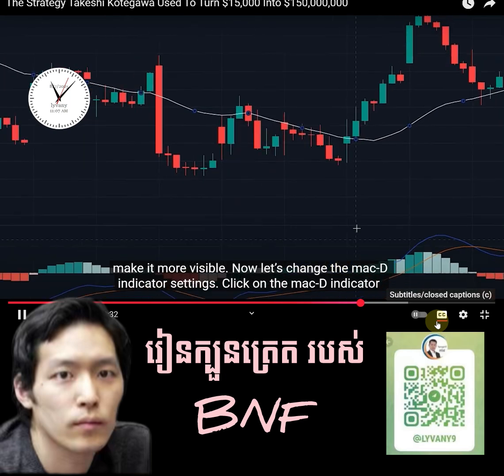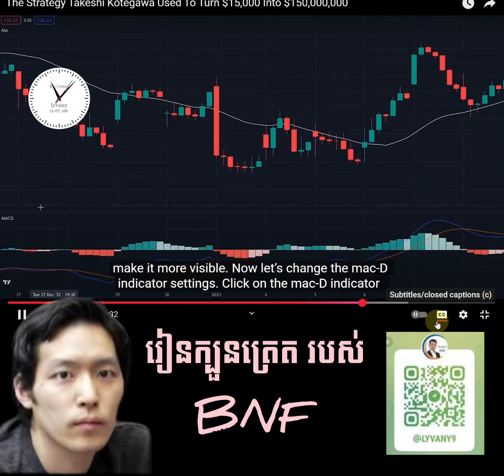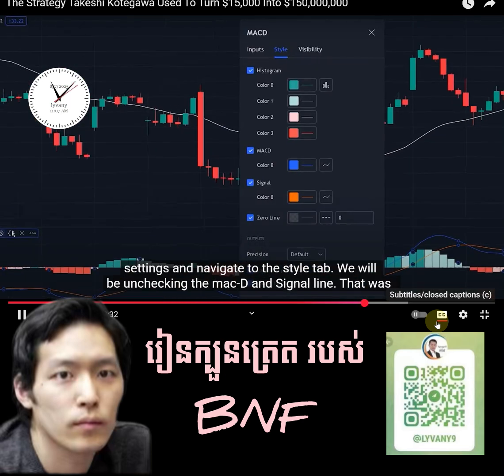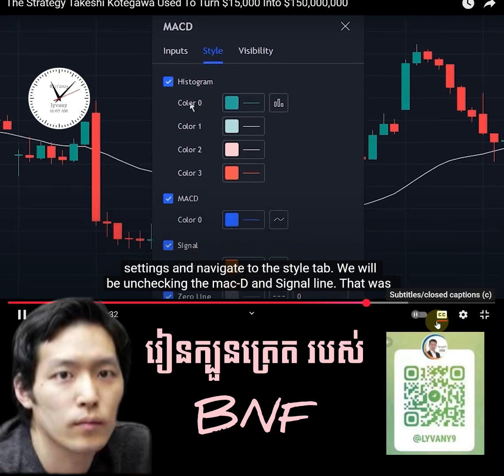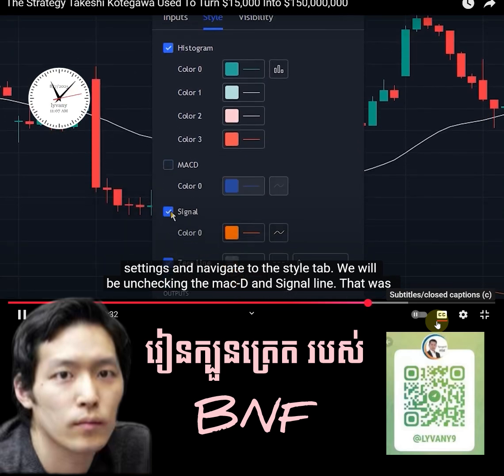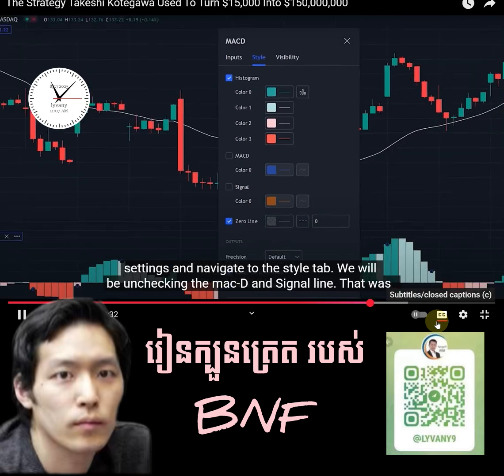Now let's change the MACD indicator settings. Click on the MACD indicator settings and navigate to the Style tab. We will be unchecking the MACD and signal line. That was all that we needed to do.